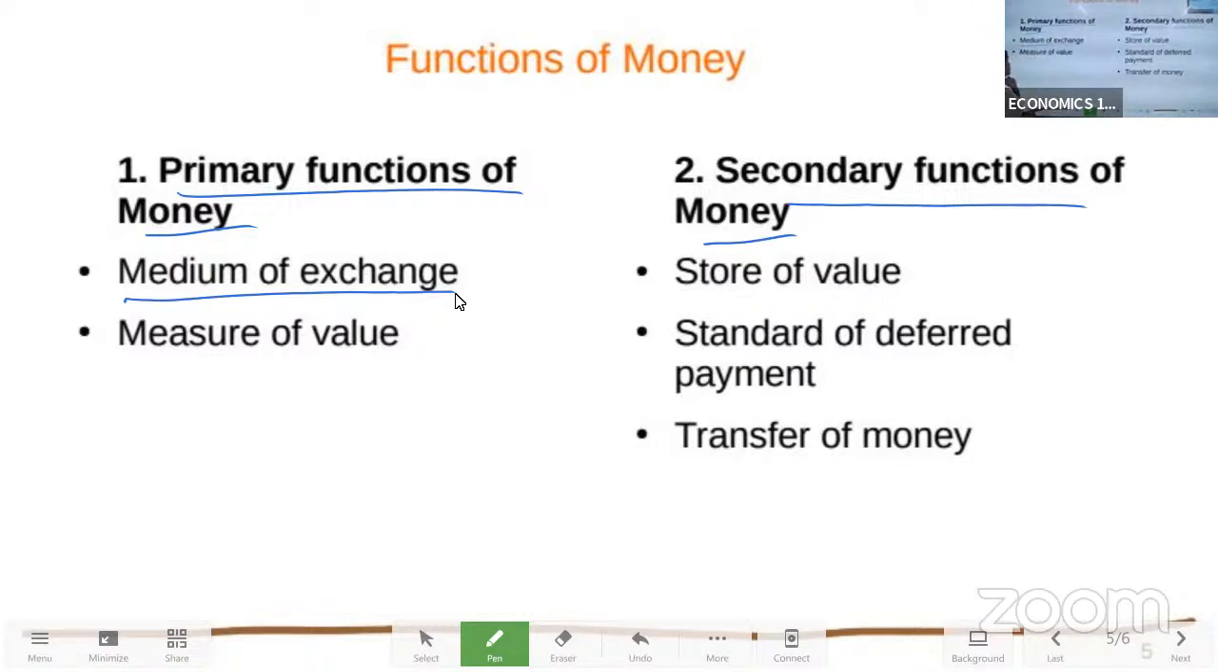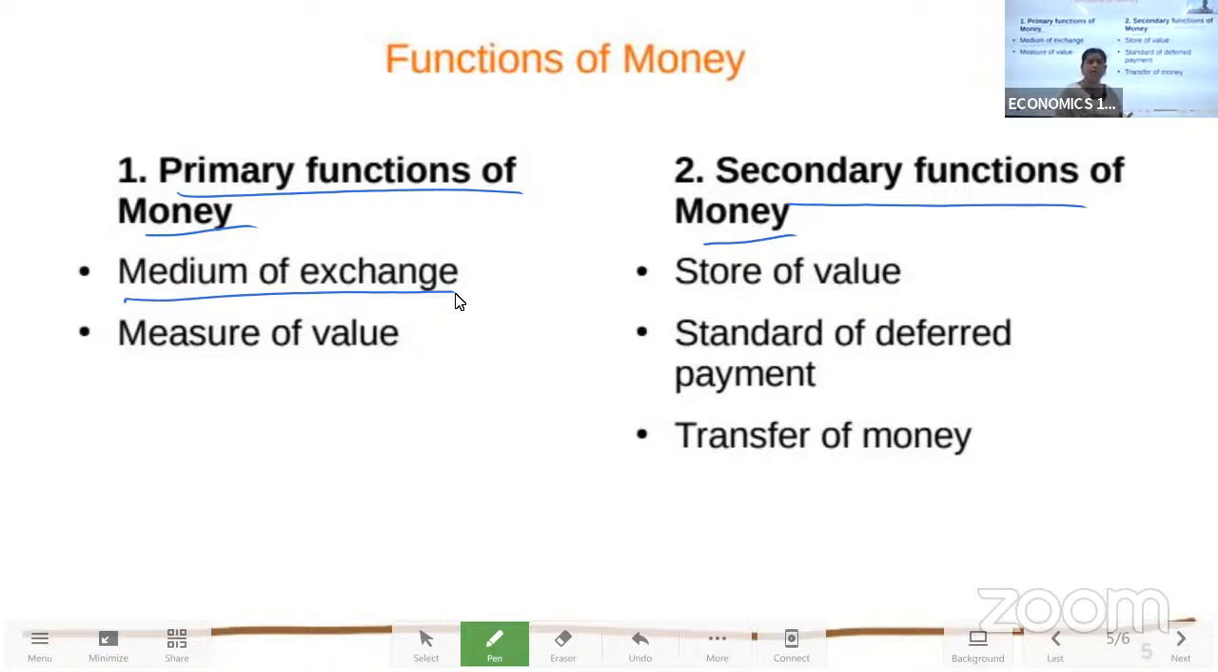Let's see the first one, that is the medium of exchange. Here, money as a medium of exchange means exchanging it for some other thing. Exchanging the money for anything, whatever you want to buy or purchase. So the money is acting as a medium of exchange. If you want to buy any book, you can pay the money and buy it. If you want to buy any electronic item, you can pay the money and buy it. If you want to purchase gold, you can pay the money.